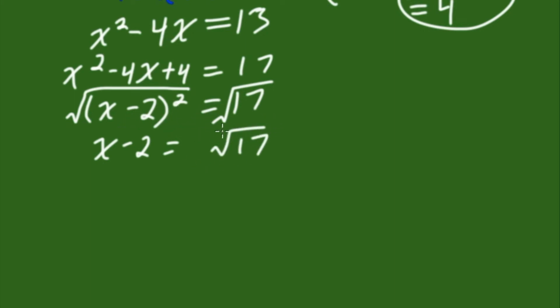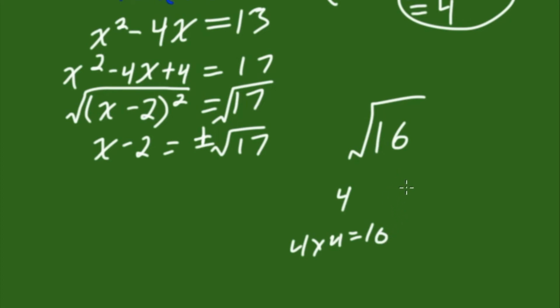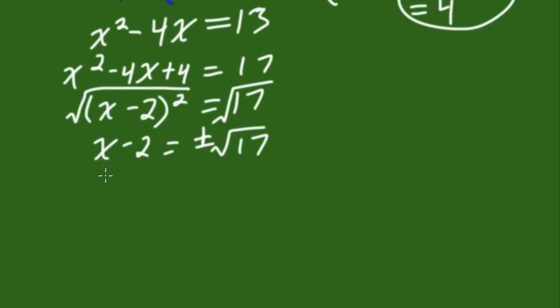And the most important part here that so many students mess up is this isn't just root 17. This is plus or minus root 17. As when you have the square root of something, say 16, the answer is not just 4. As 4 times 4 does equal 16, but so does minus 4 times minus 4 is equal to 16. So that will be the biggest mistake that kids will make. So don't be one of those kids. Make sure you have plus or minus your square root.